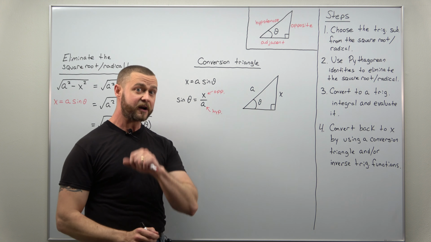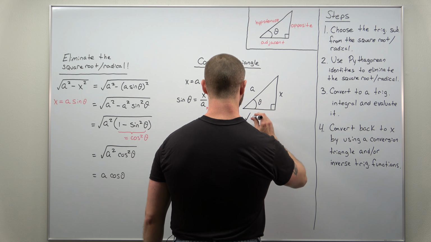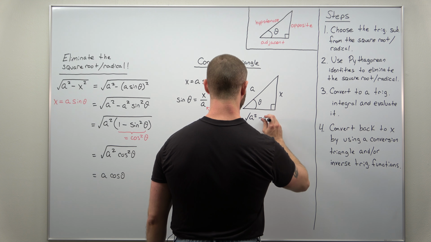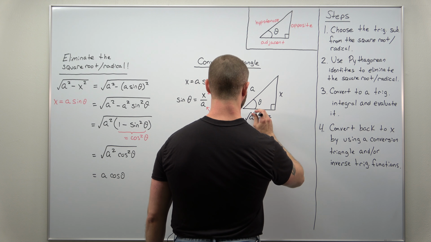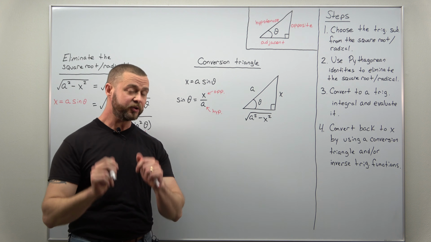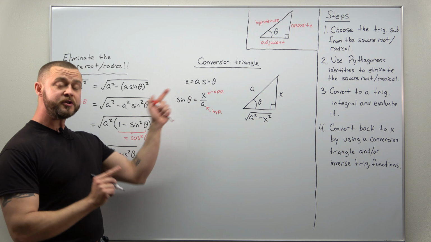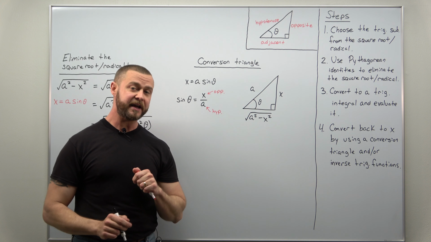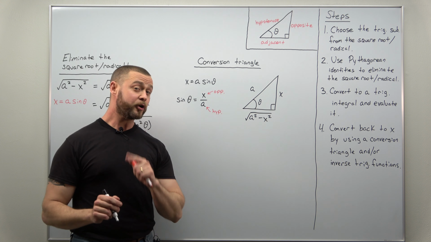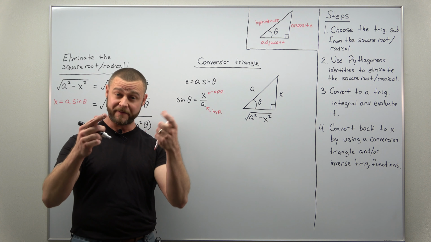You can use the Pythagorean theorem, and if you go through and do that, you'll get the square root of a squared minus x squared. And that is our complete conversion triangle for this trig substitution x equals a times sine of theta. Now, how you're going to use this depends on the trig integral you get and how you evaluate that.